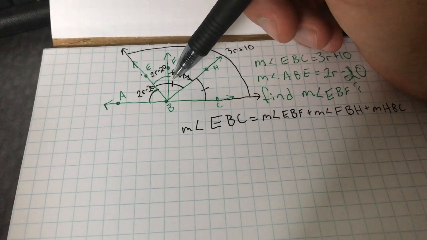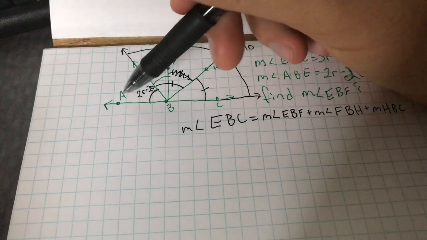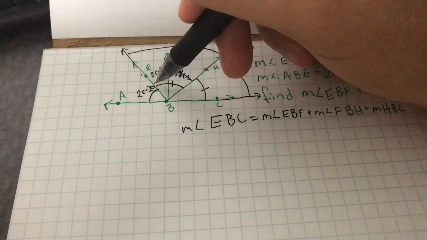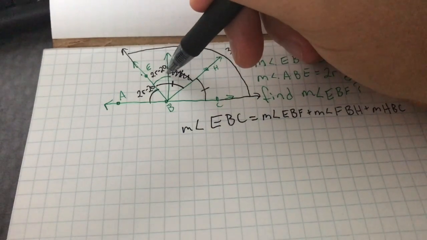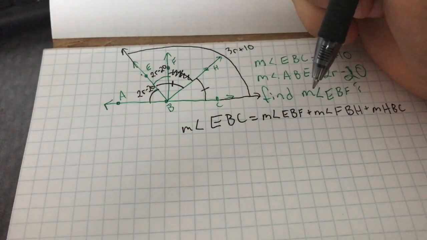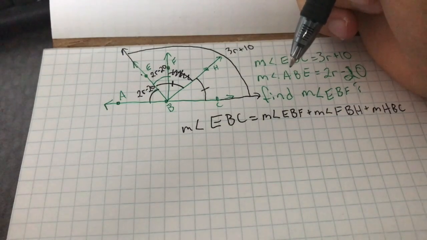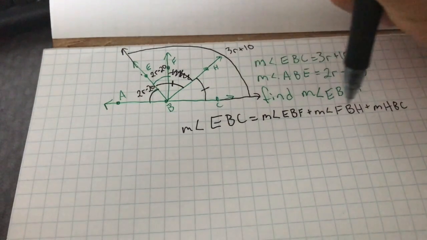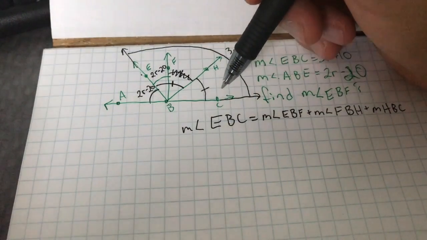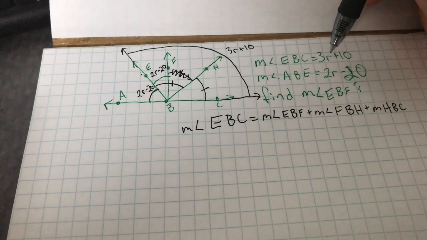But my picture also shows that EBF is equal to ABE. All right, so now I have a little bit more information. So I can say that this right here is 2r minus 20, and that this and this are equal. Well, this is all very interesting. This still remains true. EBC equals 3r plus 10.